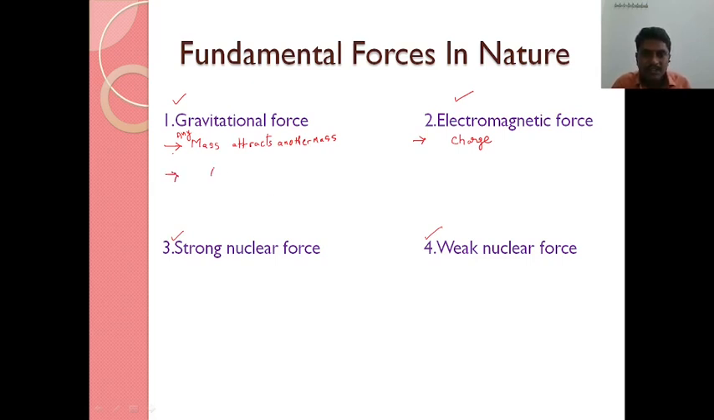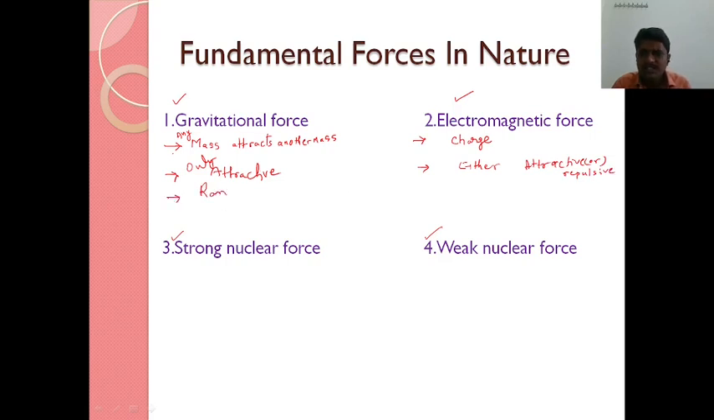Gravitational force is always attractive, there is no repulsive force in the case of gravitational force. It is only attractive. Whereas electromagnetic force is either attractive or repulsive.